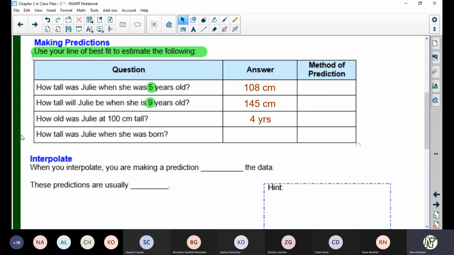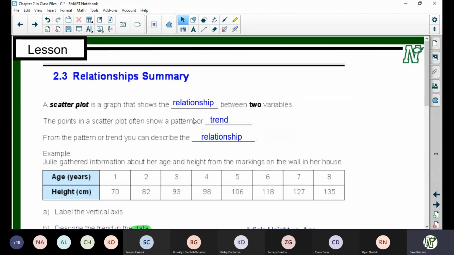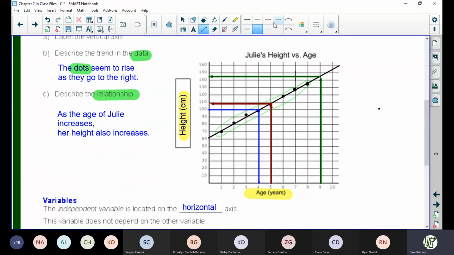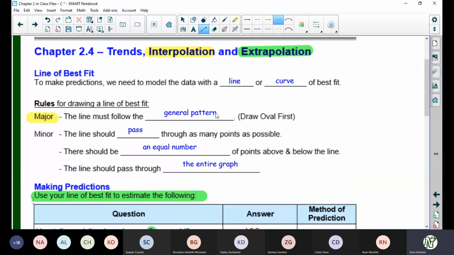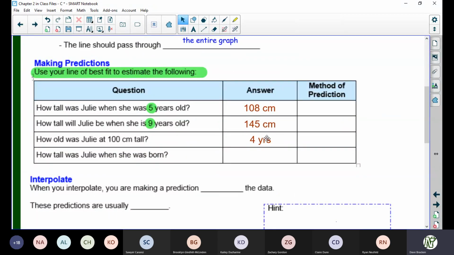And then lastly, how tall was Julie when she was born? Well, when she was born, she was technically 0. So we are going to go here. I'm going to grab my line. I'm going to go right from 0 all the way up. And I'm about 60, maybe 62. So 62 centimeters. And I've just estimated using my line of best fit. Okay.